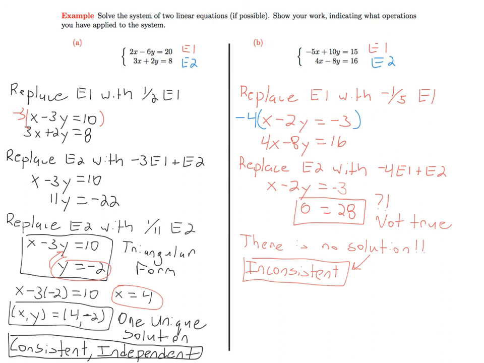So in part A, we saw that we had one unique solution, so that system was consistent and independent. In B, we saw that this system of equations has no solution, so we call that inconsistent.